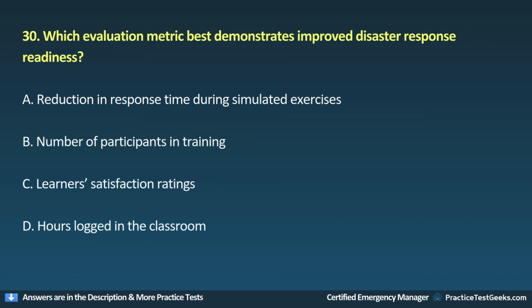30. Which evaluation metric best demonstrates improved disaster response readiness? A. Reduction in response time during simulated exercises. B. Number of participants in training. C. Learners' satisfaction ratings. D. Hours logged in the classroom.